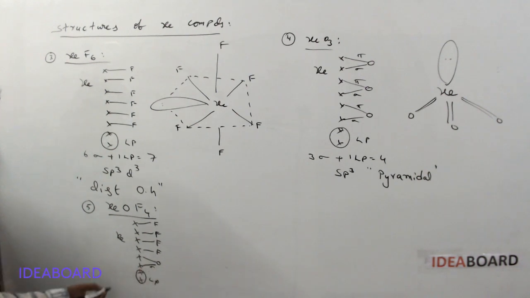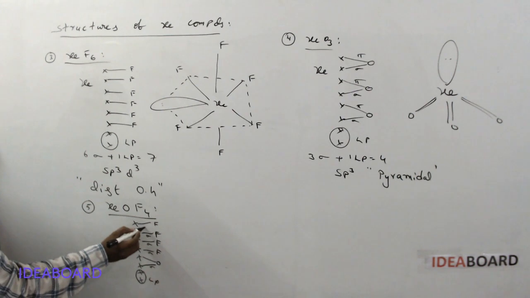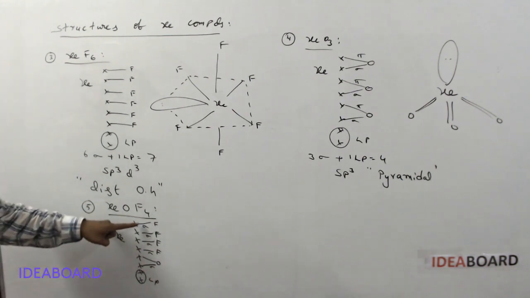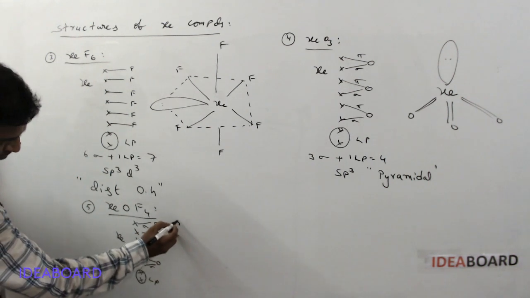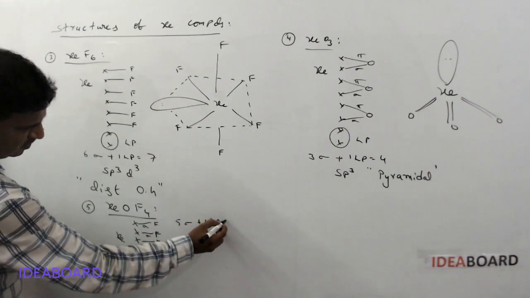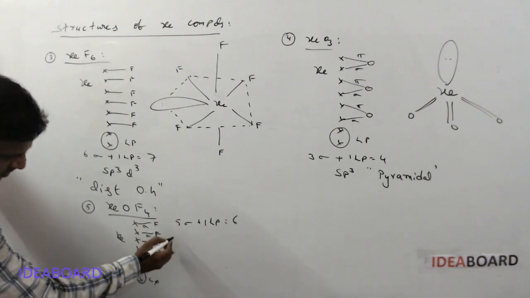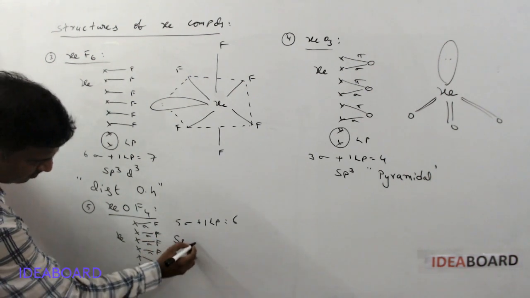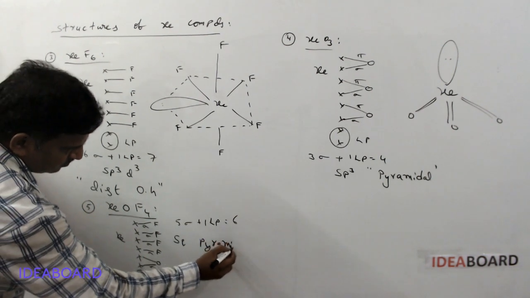And next, it is a sigma bond. This is also a sigma bond. This is also sigma, sigma, sigma. So here how many sigma bonds? 1, 2, 3, 4, 5, and one lone pair. So 5 sigma bonds plus one lone pair. Total it is 6. 6 means actually octahedral, but because of one lone pair, it is having a square pyramid shape. This is in square pyramid shape.